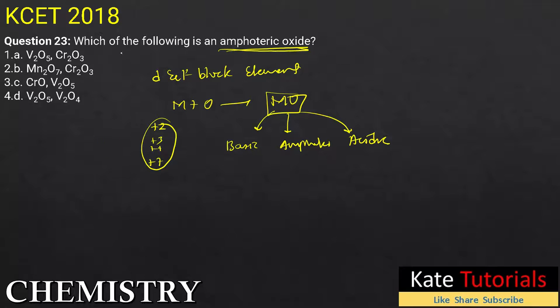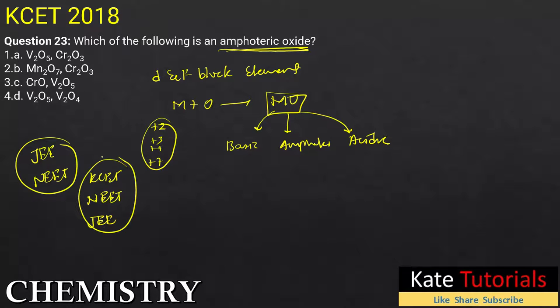So the question is which of the following is an amphoteric oxide? If you see the options A, B, C, D, a little confusion happens, right? To get clarity on how to solve this: the same questions will be asked in JEE and NEET also. If you are thorough with NCERT, you can easily qualify KCET and NEET. And for JEE, you have to work a little more.